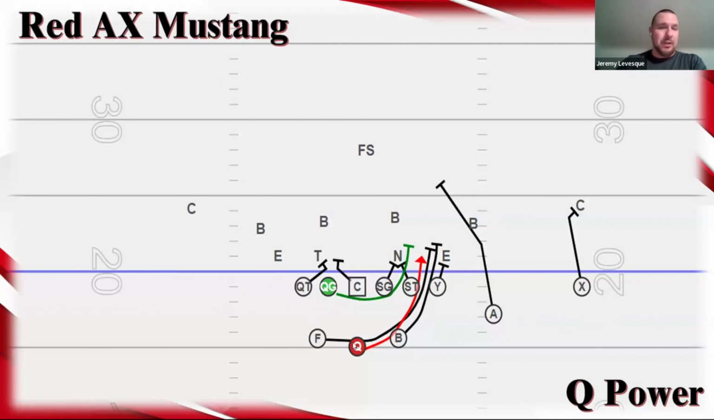So we run like a follow concept here. The quarterback takes the hand up to the F, and then he leads up and through. Our B's leading up and through. Our quick guard's leading through. And then you got your quarterback that just gets behind the cavalry and just goes.